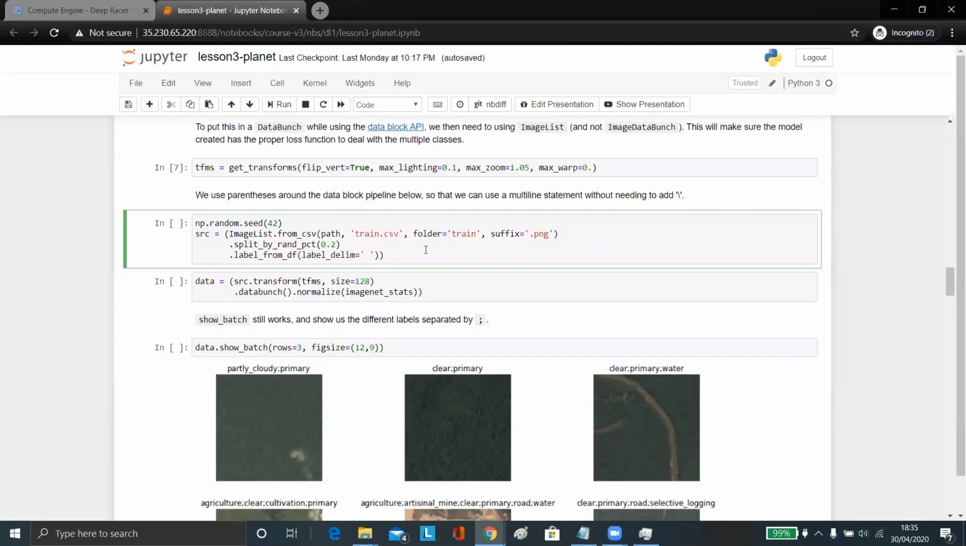Does anyone think any more changes to this, or should we just kick it off? I like being an experimentalist. I'm just going to kick it off. Yeah, let's go with it.